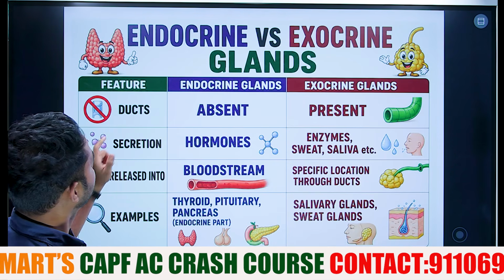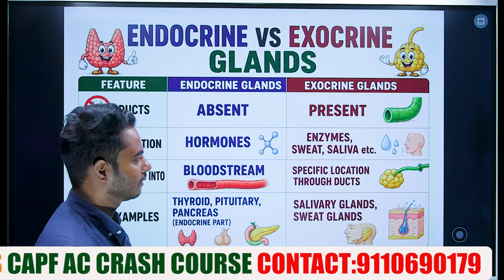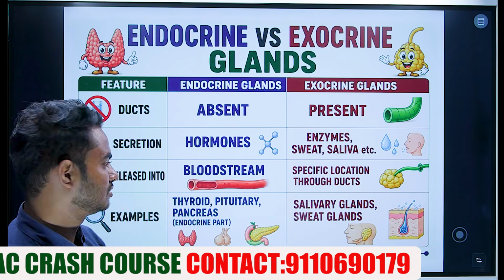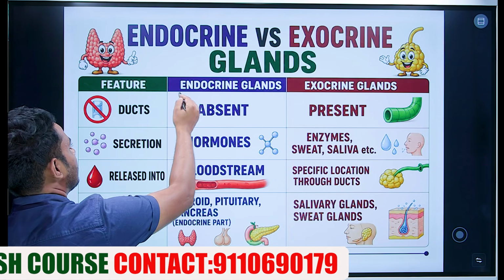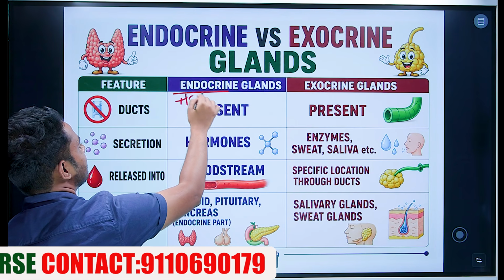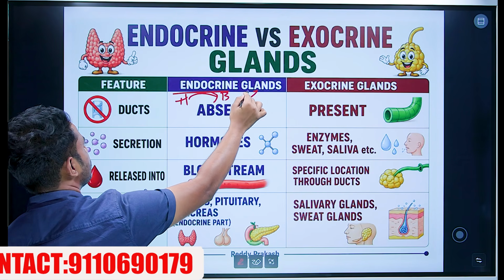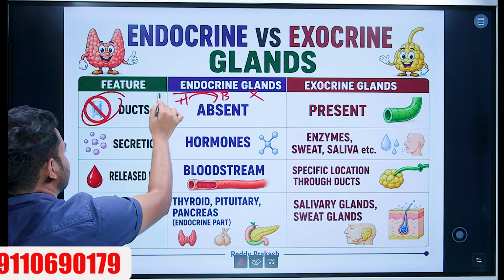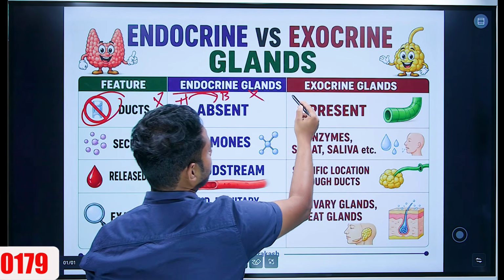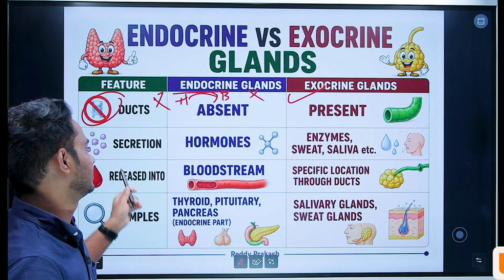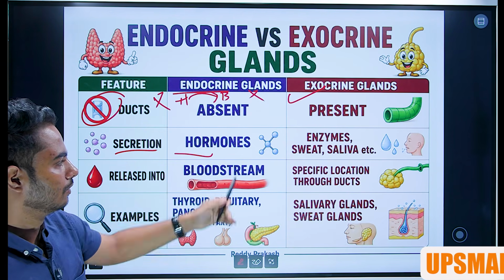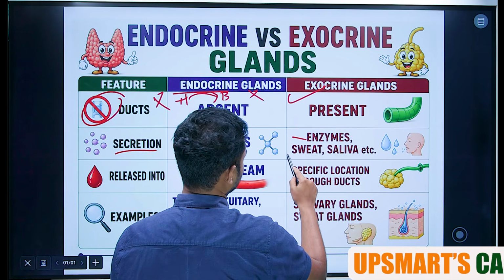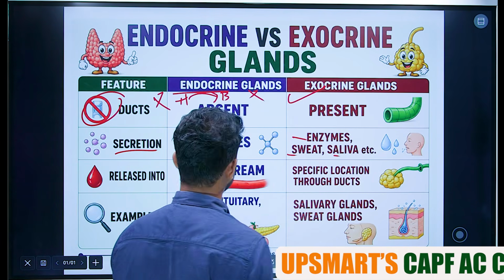Next is endocrine and exocrine glands, which we already discussed. This will be a concept. Endocrine glands, I told you, release hormones directly into the blood. No tubes, no ducts like this. But in exocrine glands, ducts will be present. Secretion is by hormones, I told you. Here it is enzyme, sweat, mucus, saliva, which we know.